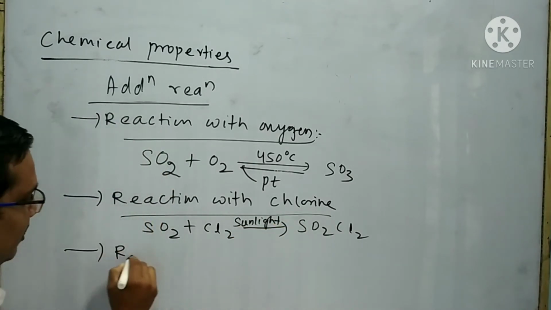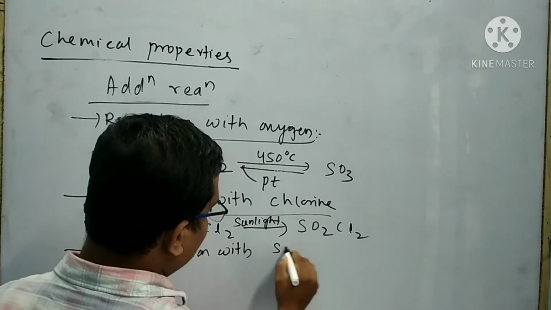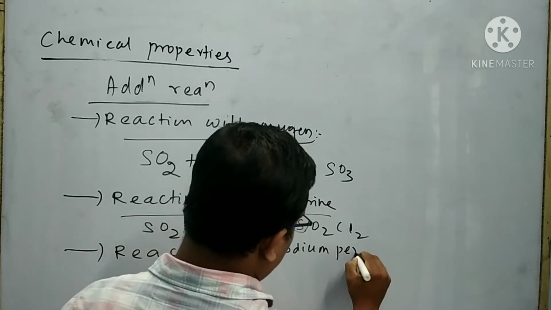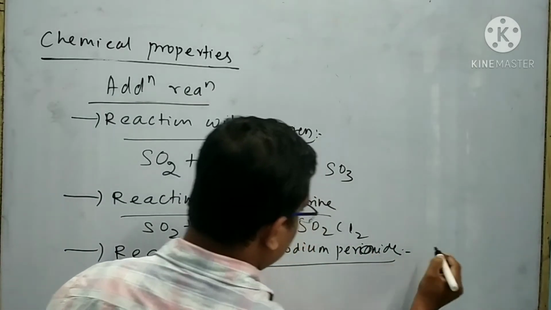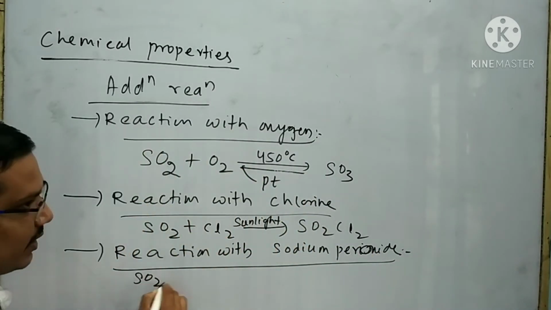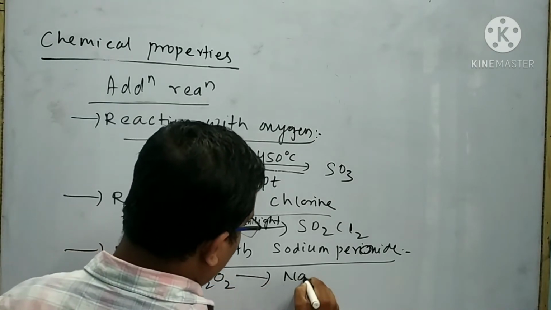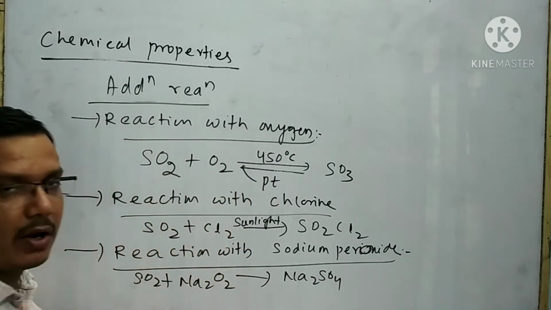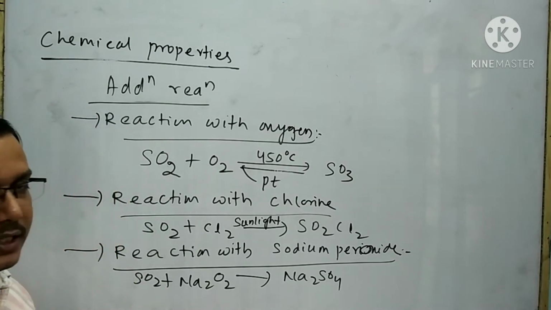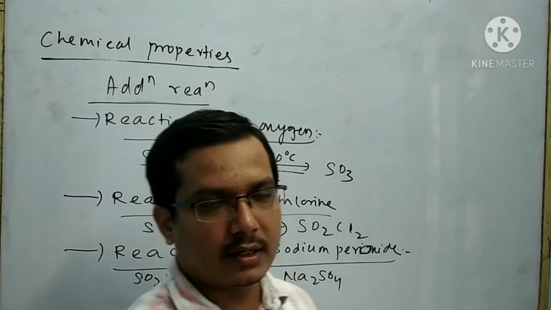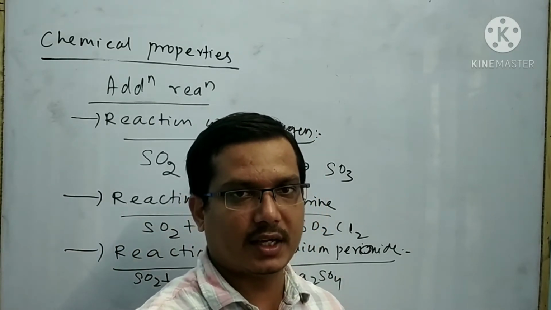Next reaction is reaction with the sodium peroxide. When sulfur dioxide reacts with the sodium peroxide, then sodium sulfate is formed. These are the reactions that clearly indicate the addition reactions of sulfur dioxide. Finally, this is all about the chemical properties of sulfur dioxide.